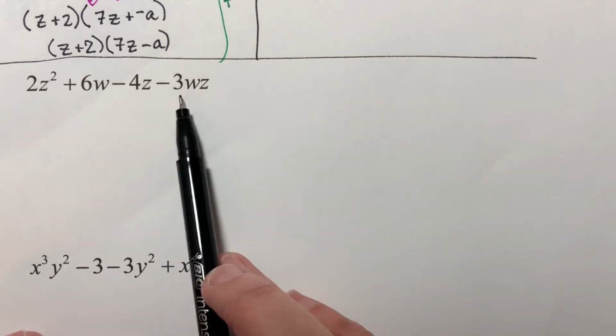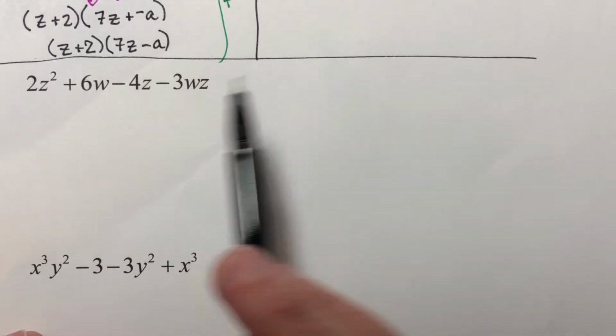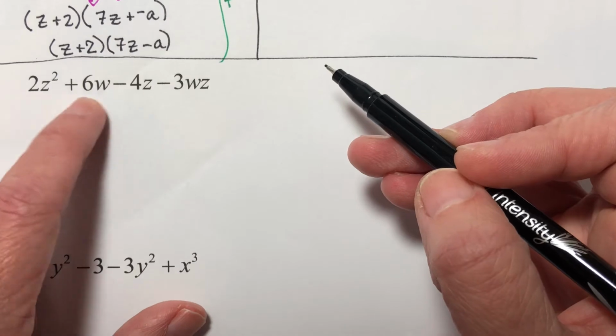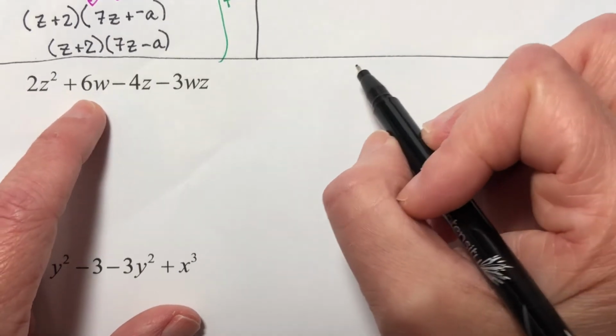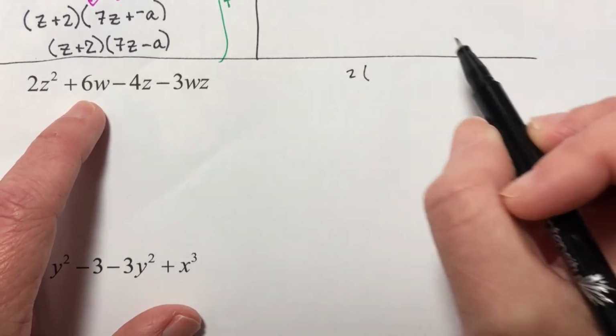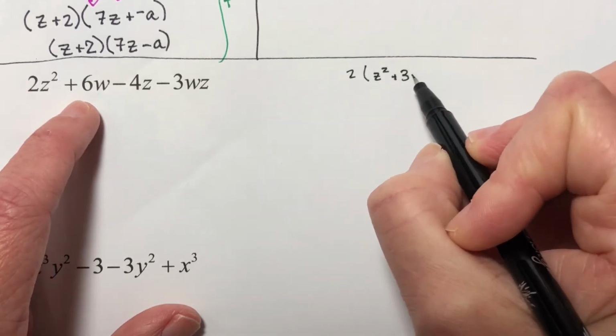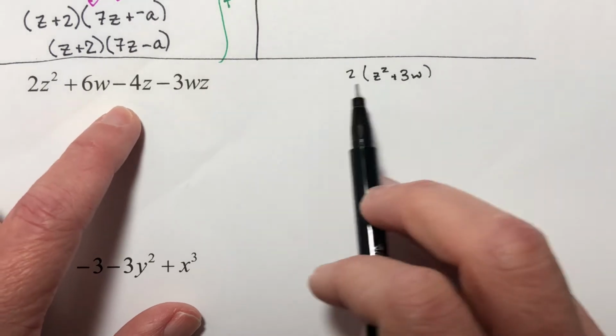look at this, okay? I'm going to do an aside here. Look at these two. What would I be able to factor out of these? I could only factor out a 2, right? And that would give me, I would need a Z squared plus 3W. Don't worry too much about this yet. I'm just showing you stuff.